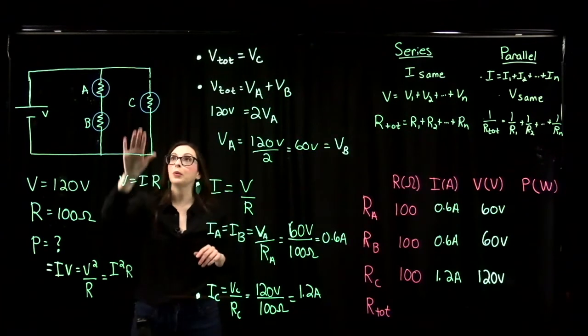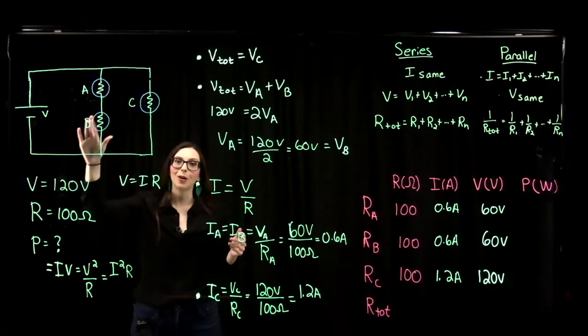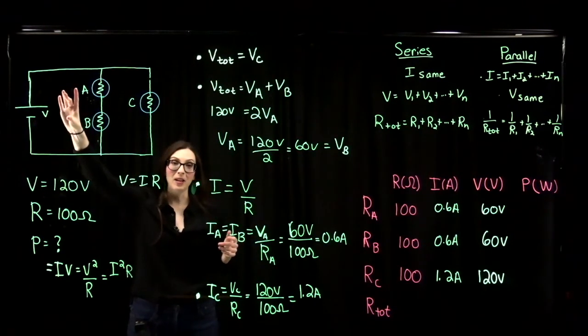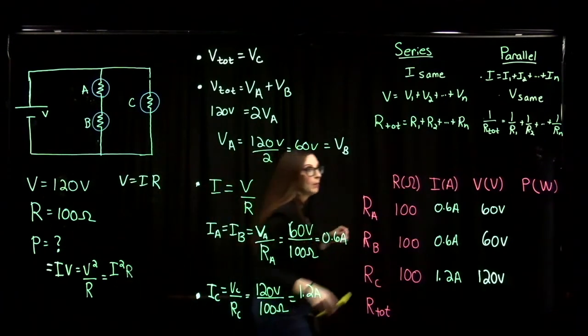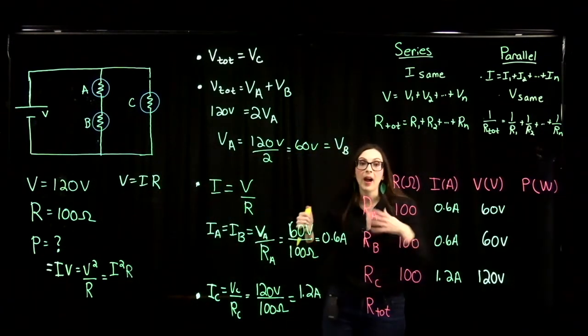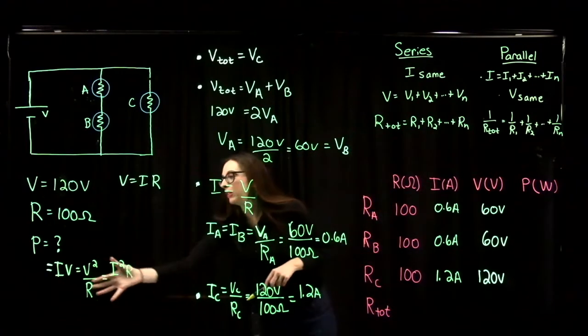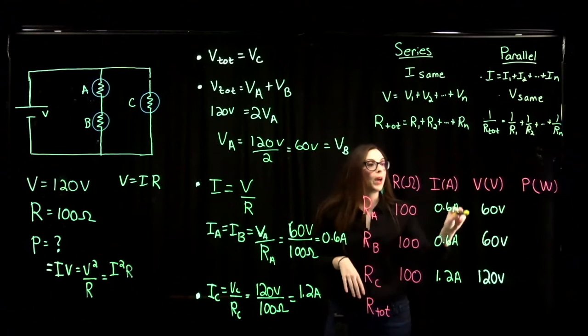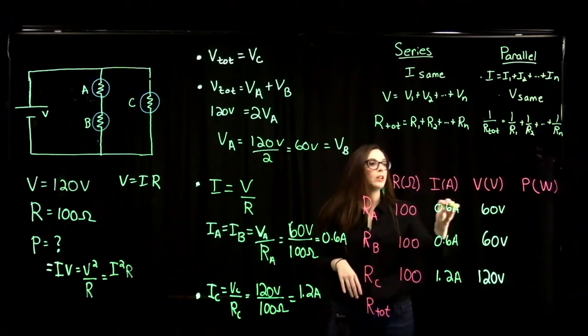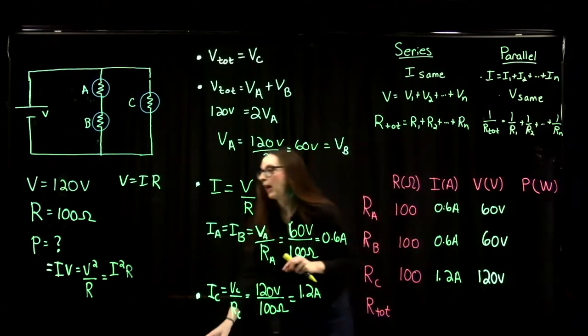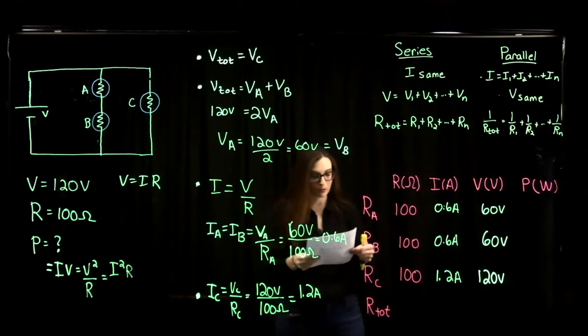So the current through bulb C is twice the current that's going through A and B. Now, to find the power dissipated by all of our bulbs, we could use any one of these relationships here. But we already have the current and we have the potential, so we can just multiply the current times the potential to give us the power dissipated by our bulbs.